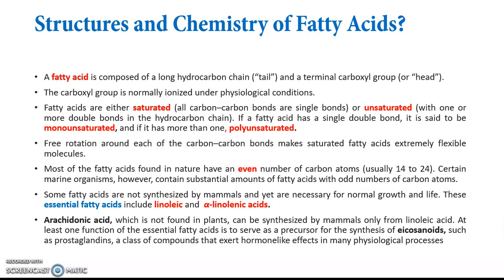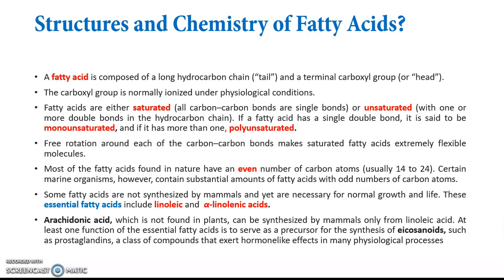Arachidonic acid is a fatty acid that cannot be synthesized by plants, but can be synthesized by mammals only from linoleic acid. That's why linoleic acid is an essential fatty acid. This arachidonic acid is a precursor for the synthesis of eicosanoids. When you talk about eicosanoid, eicosa means 20 carbon atoms, or a 20 carbon molecule. When you look at the aliphatic nomenclature, we call it eicosane.